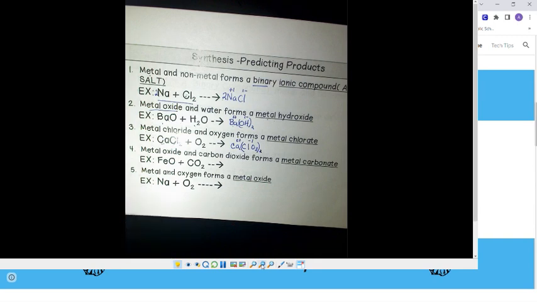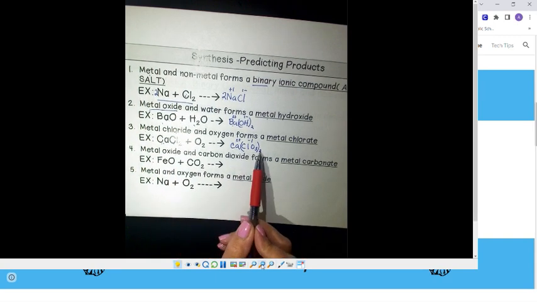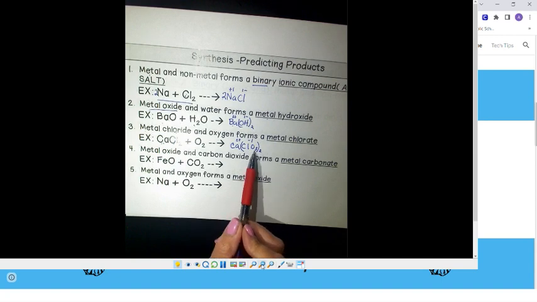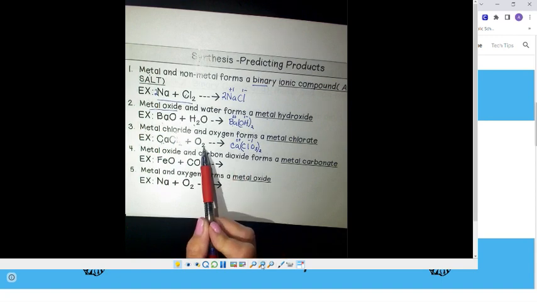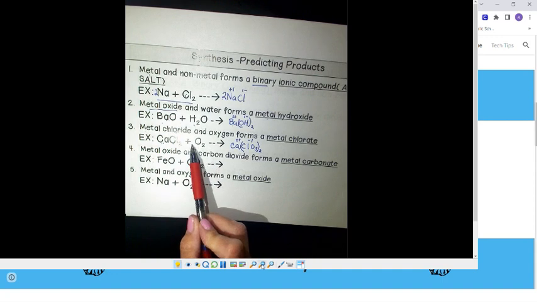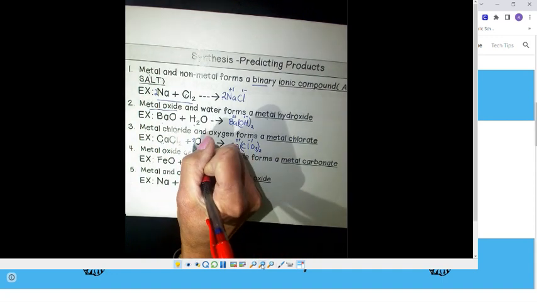So now I have to see, does it have to be balanced? So I've got 1 calcium, 2 chlorine, but I have 2 times 3 is 6 oxygen, and only 2 oxygen here. So what needs to go here? 3.